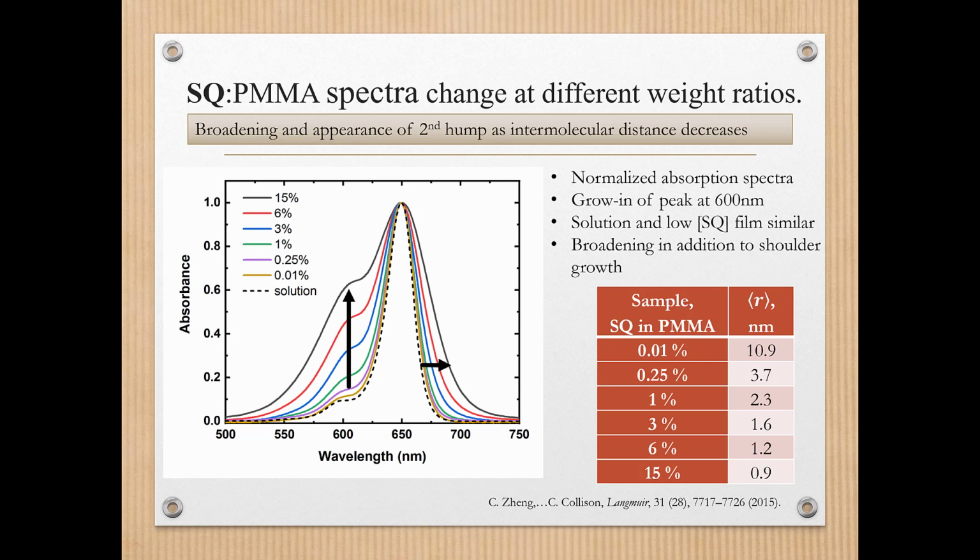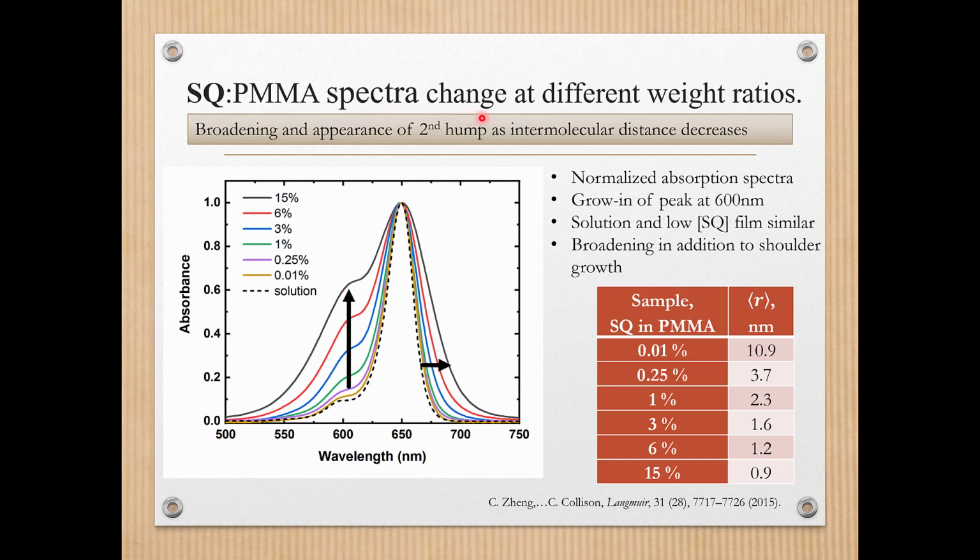So again, what happens here? Again, we can think about this claim in the title. These spectra change at different weight ratios, and as I've described previously, the figure explores or supports that claim. The data in the table supports that claim. I've also added in here something that repeats the idea. So these are spectra. These are normalized absorption spectra. We see a growing of this peak at around 600 nanometers. So this is this second hump.